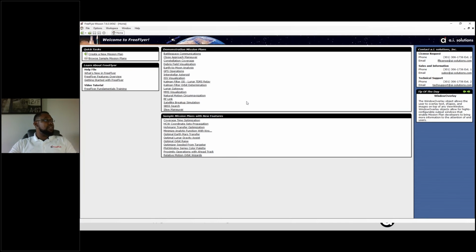All right, so this is the home screen of FreeFlyer. For those that are not familiar, this comes up anytime that you open FreeFlyer and provides quick access to some of our demonstration mission plans, as well as sample mission plans that are showing our new features added to FreeFlyer. You can see here that we have a number of new sample mission plans that we've added for both relative motion and optimization.